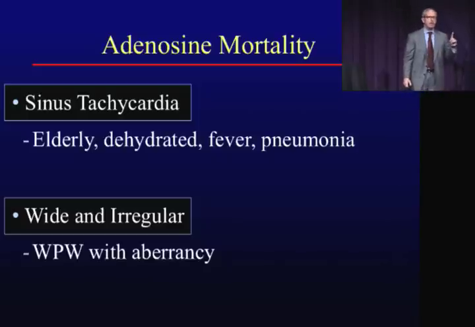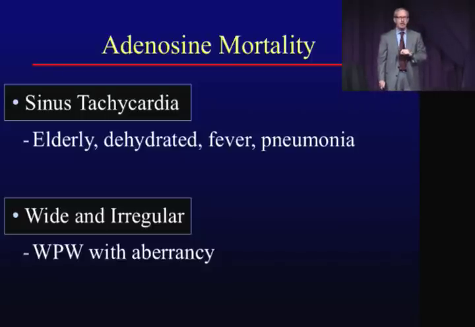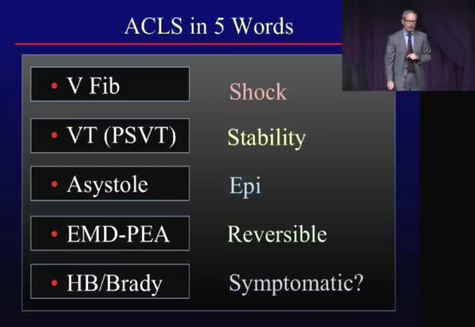Atrial fibrillation with aberrant conduction, when you give the adenosine, you slow going down, you speed up going up, and all of a sudden they get this reentry and they get a heart rate of 300 and they're gone. Be careful, respect adenosine. It's for PSVT. It is not for anything else.